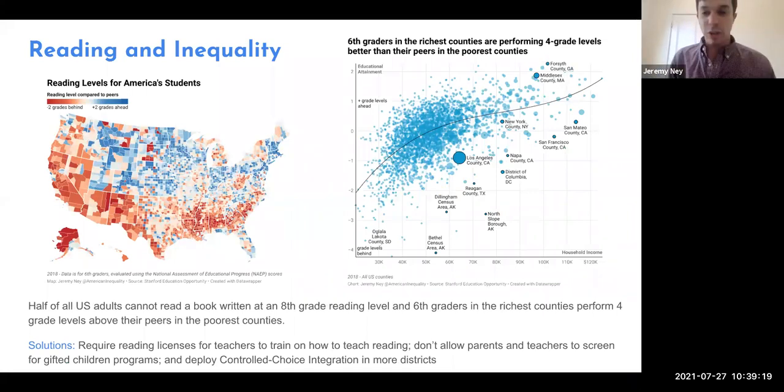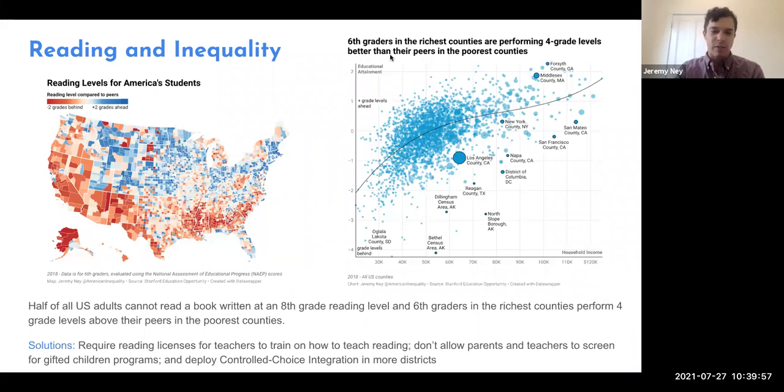This one was a really devastating one to write about, which is about reading and inequality in America. Here, we uncovered that half of all US adults cannot read a book written at an 8th grade level. And even worse, 6th graders in the richest counties perform 4 grade levels above their peers in the poorest counties. That means that in Loudoun County, a 6th grader is reading at an 8th grade level, whereas in Jackson County, Mississippi, a 6th grader is reading at a 4th grade level.